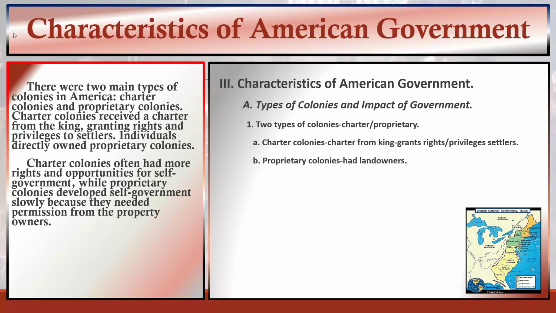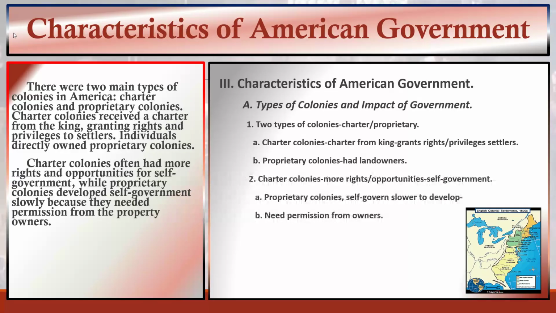So my charter colonies, since they already had built-in rights, quickly developed more, and those rights became part of the colony's actual existence. Whereas in a proprietary colony, they really had to wait till the property owner decided they could have rights. Okay, so it's almost a summary of it as well. When I break it down, there's paragraph 2.